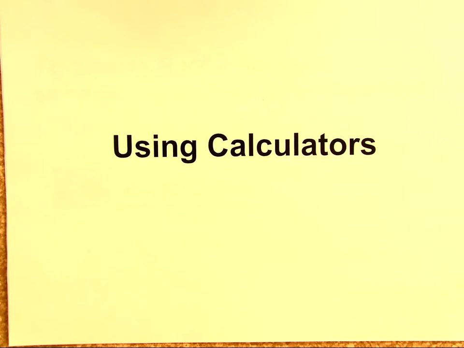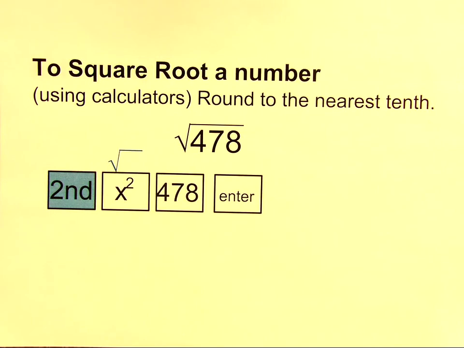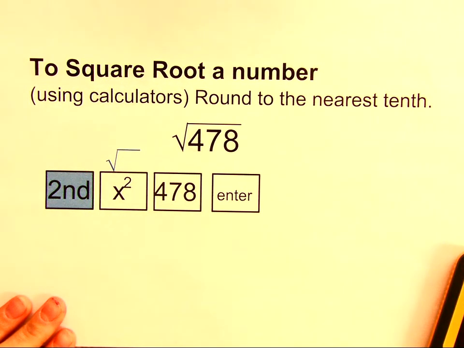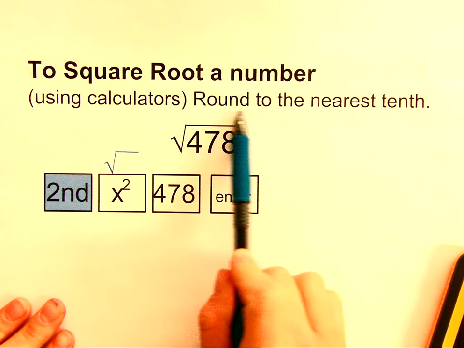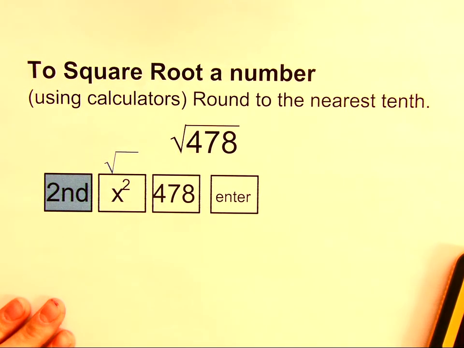So now we're going to do square roots with our calculator. Okay, so when you're taking the square root, oftentimes you're going to get a decimal. I will always tell you what to round to. So in this video, I'm going to have you round to the 10th.